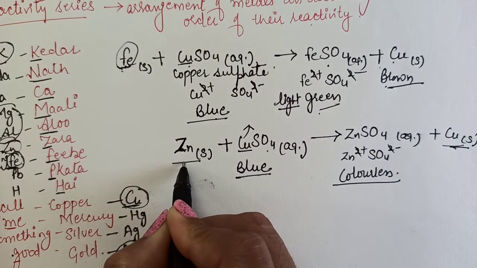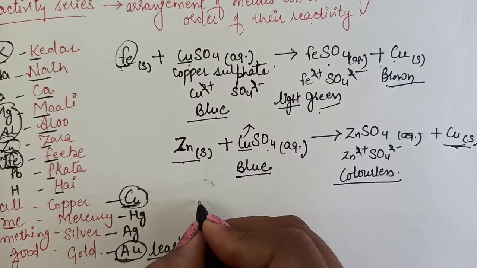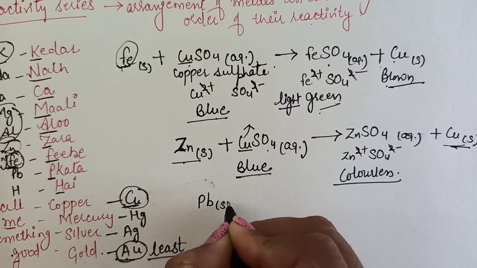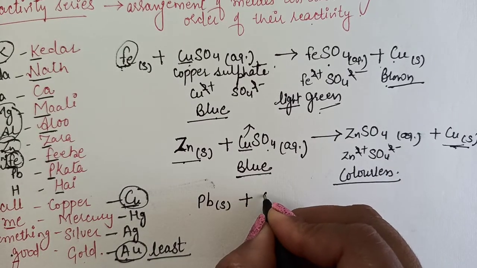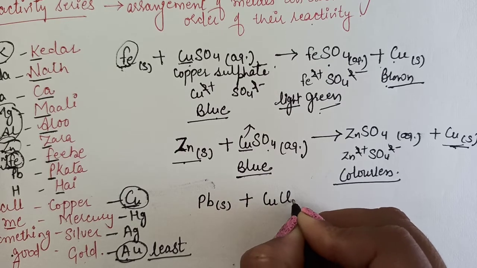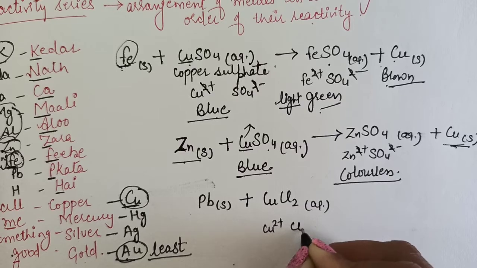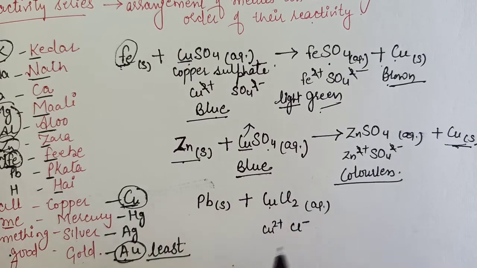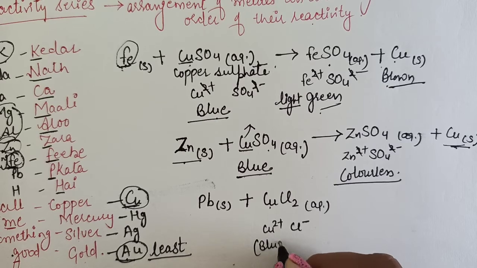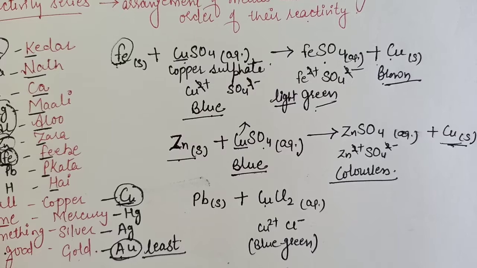This is also an example of displacement reaction. One more example we will do. For example, lead. If we put lead in copper chloride, CuCl2, Cu2+, Cl1-, crisscross, it will be CuCl2. It is a blue-green colored solution.